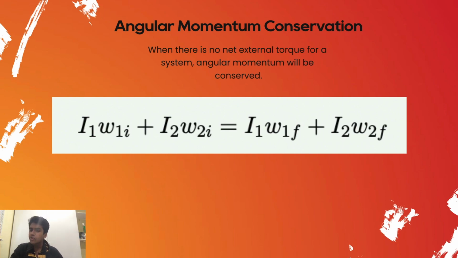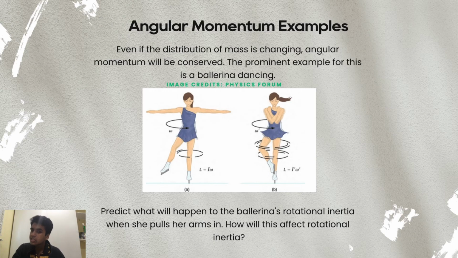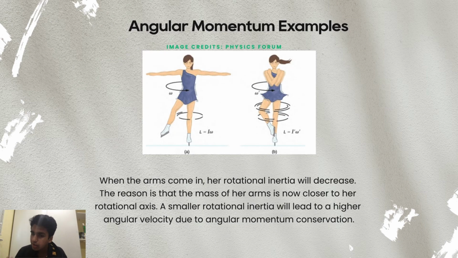Now, I'm going to be showing you an example using a ballerina. Before I proceed with the example, I want to tell you that even if the distribution of mass is changing, angular momentum will be conserved. Pretend her arms are out initially and she's swinging, just rotating in circles. Now she pulls her arms in. What's going to happen now? Predict what will happen to her rotational inertia when she pulls her arms in. And how does this affect rotational inertia? Why does it affect it?